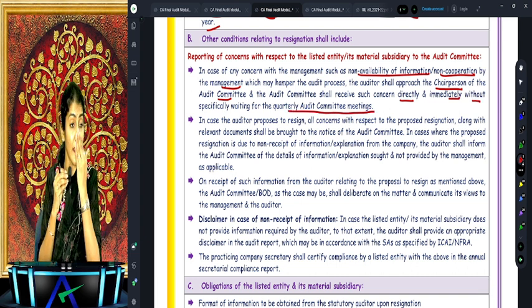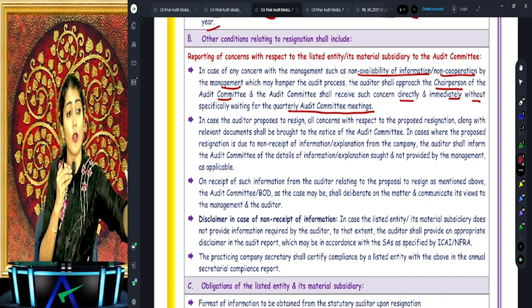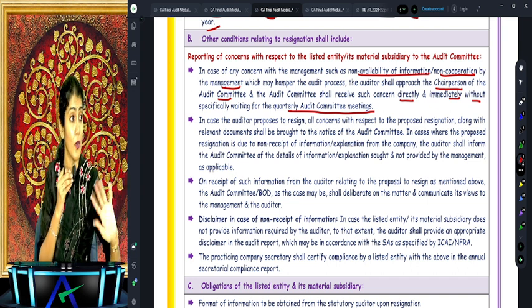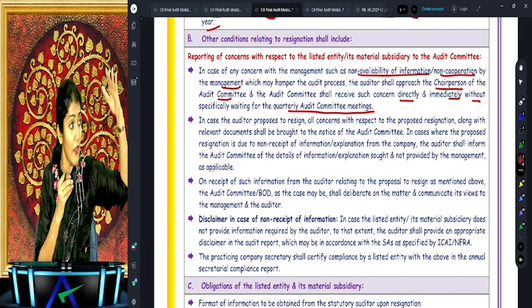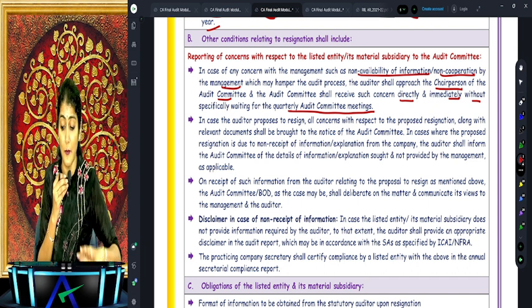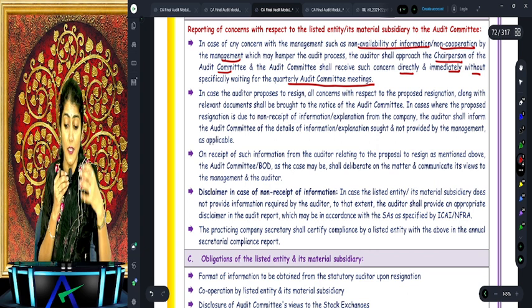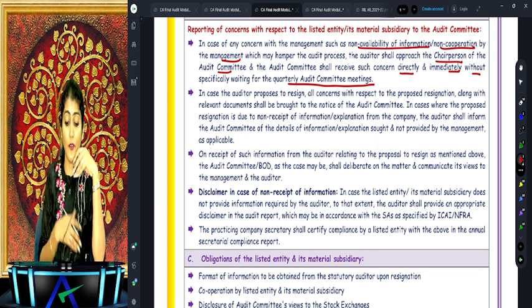So the auditor is saying, I'm not getting information. They say, we will talk about it at the audit committee meeting. It says, no, directly and immediately, without waiting for the quarterly audit committee meetings, the chairperson of the audit committee needs to consider the concerns of the auditor.